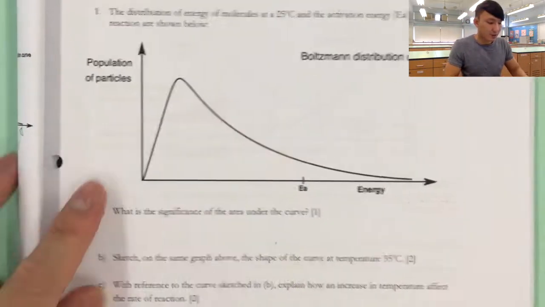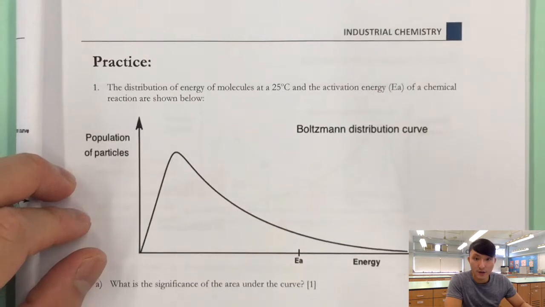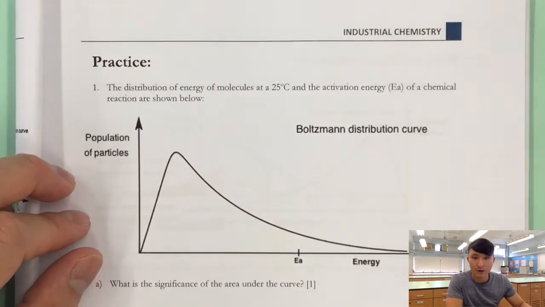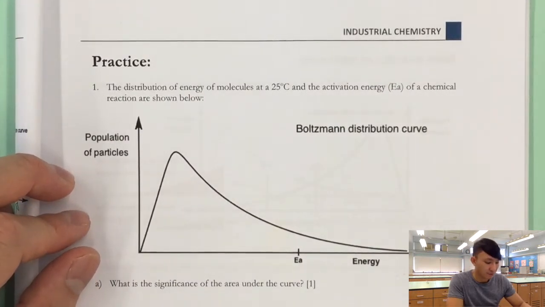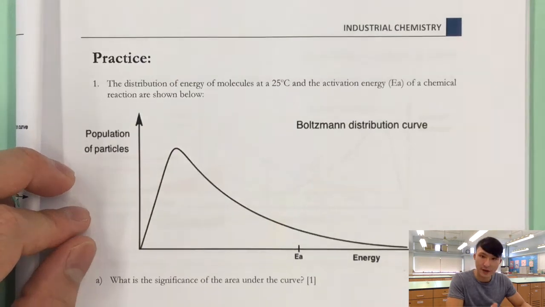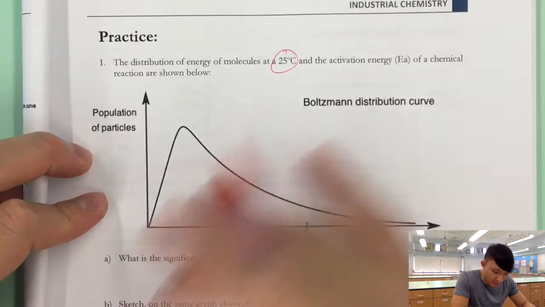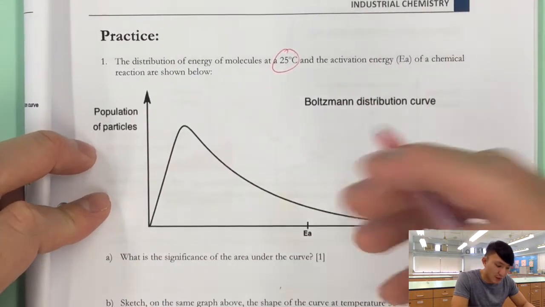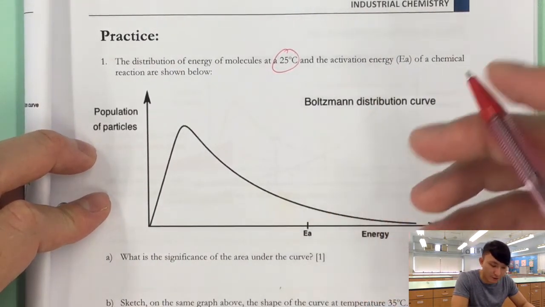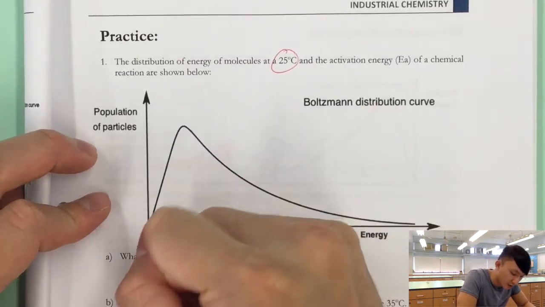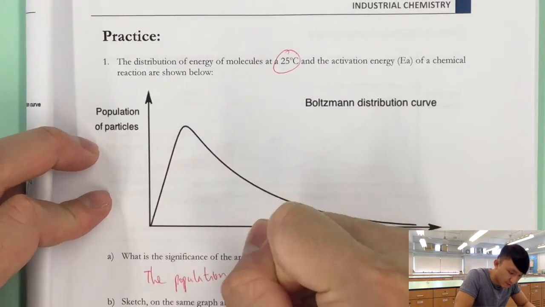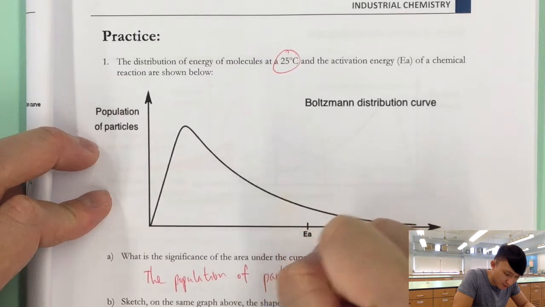Let's have a look at this practice question and try it yourself first and resume the video once you are done. Okay, let's have a look. So 25 degrees Celsius, we have a Boltzmann distribution curve. What is the significance of the area under the curve? Well, it shows you that the population of height.